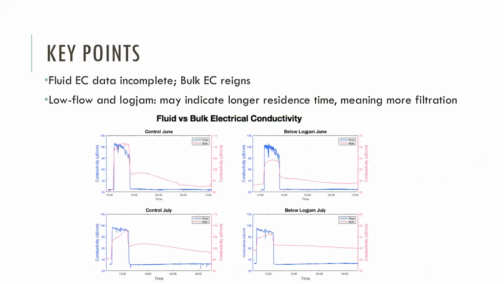So some key points that we got is that fluid EC data is incomplete, and bulk EC is the best way to look at the subsurface. We also learned that low flow in logjam may indicate longer residence time, which means more filtration.